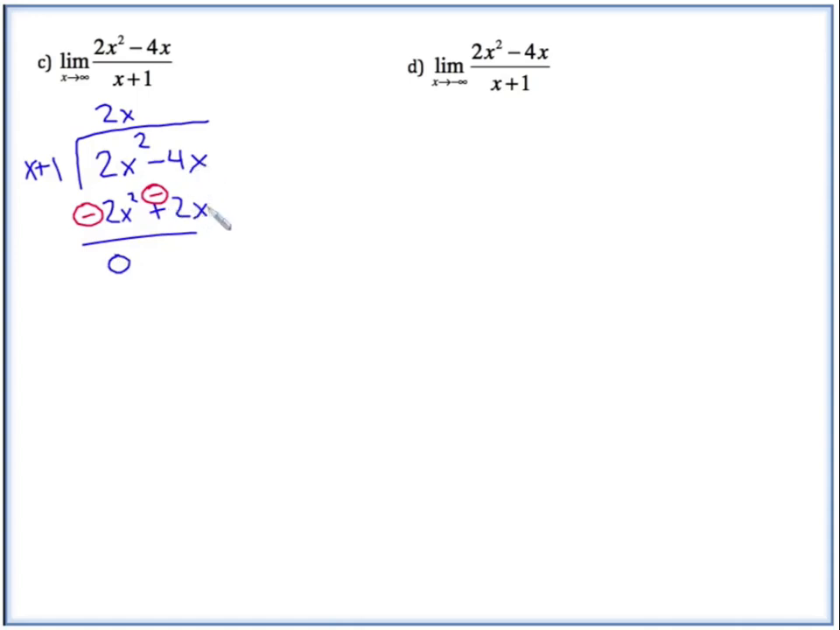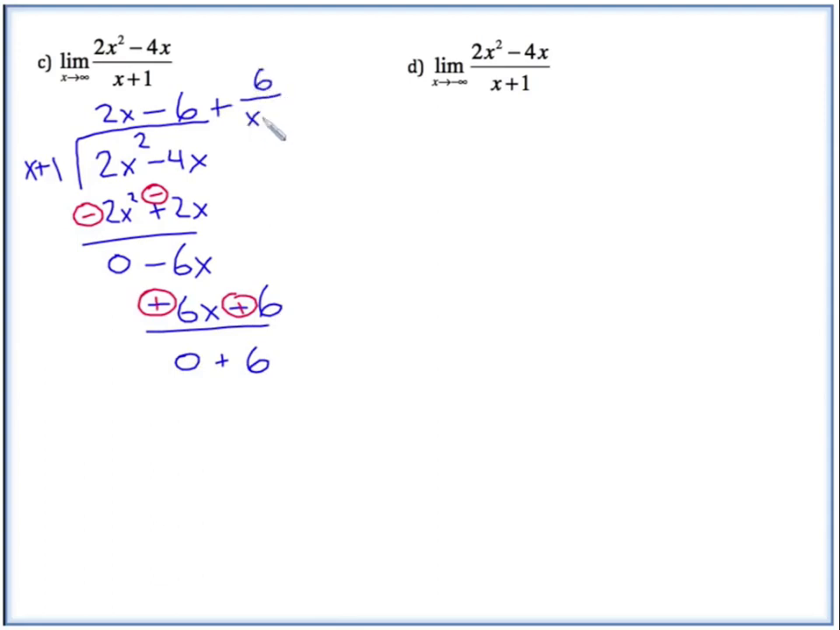And negative 4x minus 2x is negative 6x. And now I say x goes into negative 6x how many times? Well, negative 6. And so now I multiply negative 6 times x plus 1. And so I get negative 6x minus 6. And then because I'm subtracting, I'm going to change both of these signs. And again, I circle those there. So we get 0 and then plus 6. Now x no longer goes into 6, so we just write this as a fraction, plus 6 over x plus 1.